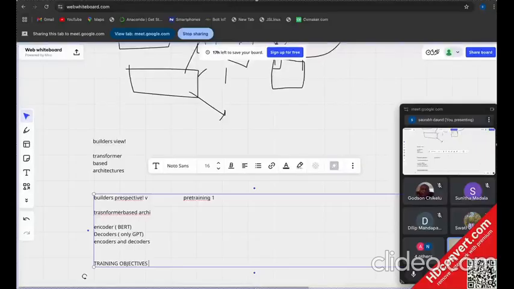Let's say I want to build a model like ChatGPT. That is what I want to do. That comes under training objectives. So as a developer, as a builder, you have to think about it. Let's say I have to build a company, but what company? What will it do? What are the kind of things it will have? These are the things from the builder's perspective. So on the builder side, the training objective is one of the very important things we have to think about.